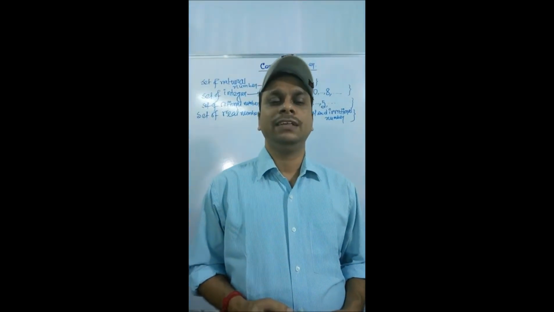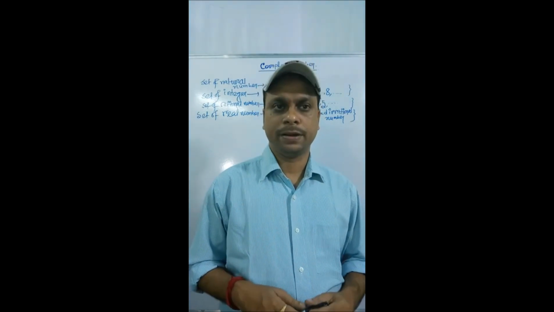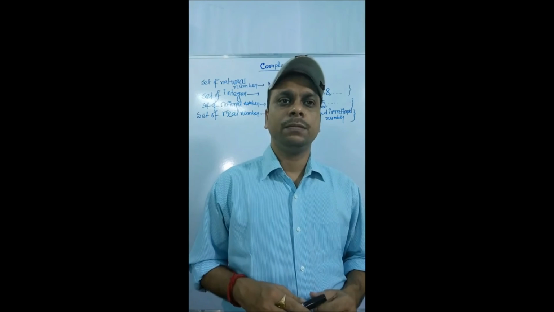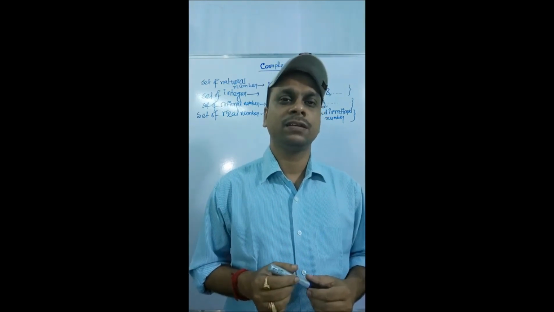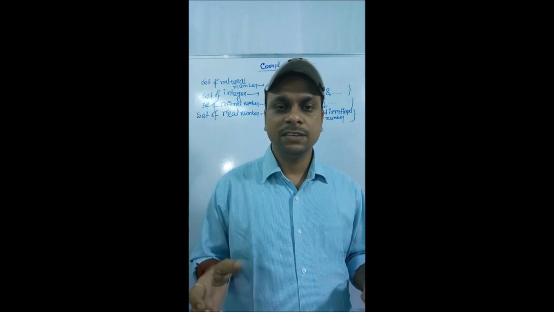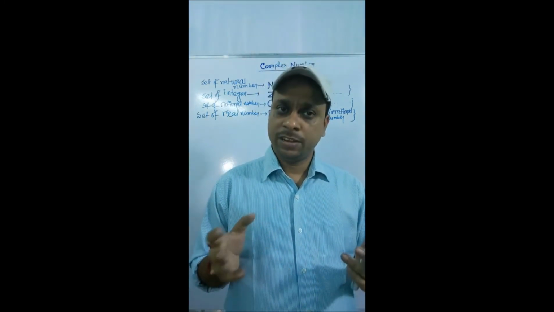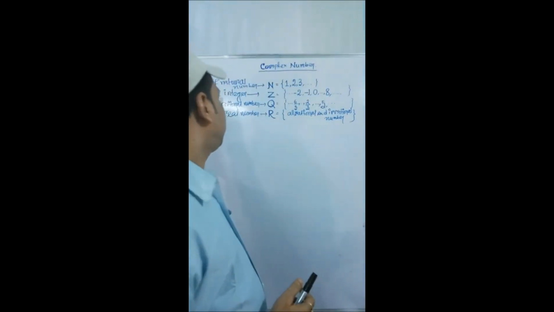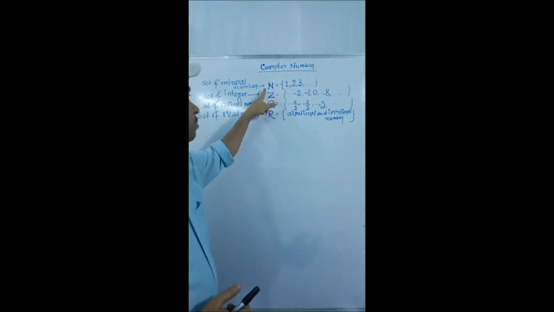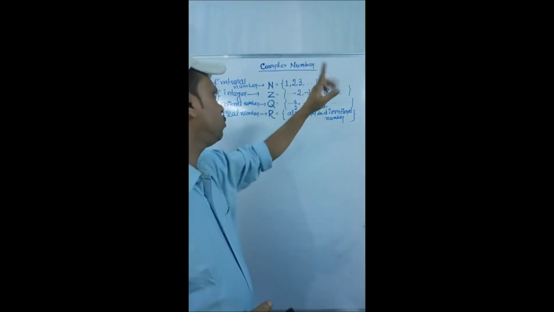The topic of today's discussion is complex numbers. We must know why the complex number is needed. From set theory, we see that the set of natural numbers is denoted by N, where N equals 1, 2, 3 and so on.